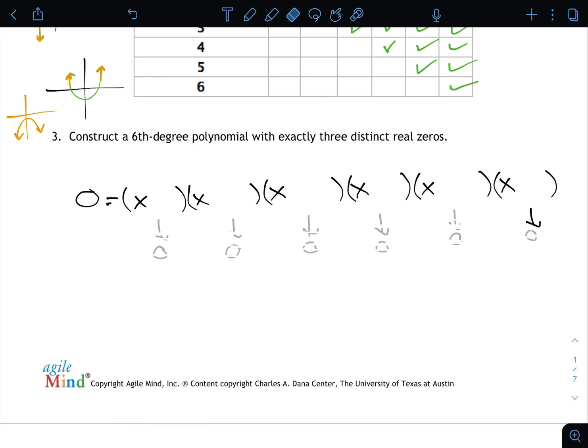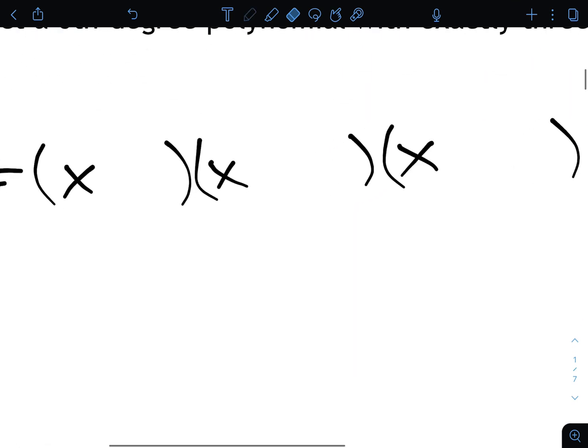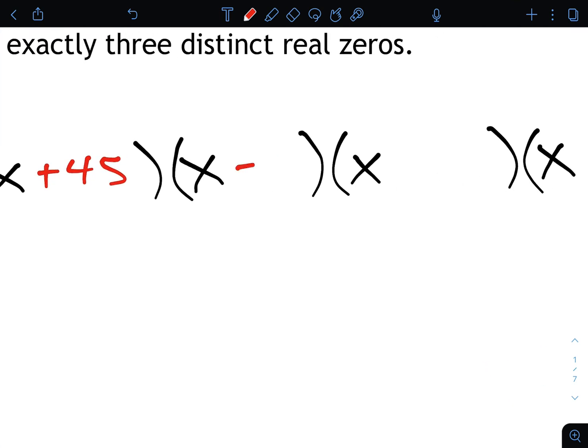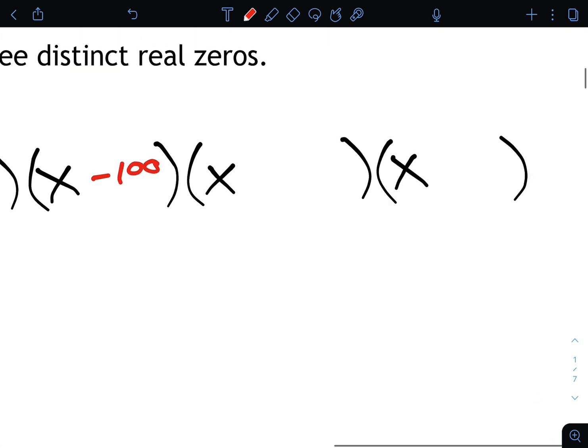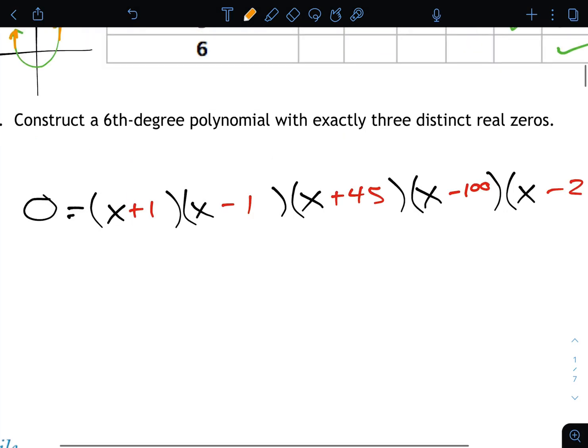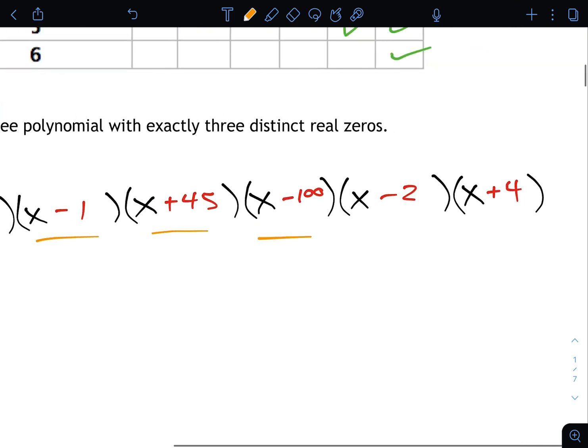So it's letting me be creative. I could choose whatever I want in here. X plus 1, x minus 1, x plus 45, x, I don't know, minus 100, minus 2, plus 4. So you could come up with a different equation for me, and that's okay. We would still both have 6th degree polynomials with 6 different zeros. And they're going to be different as long as I don't have any repeated.